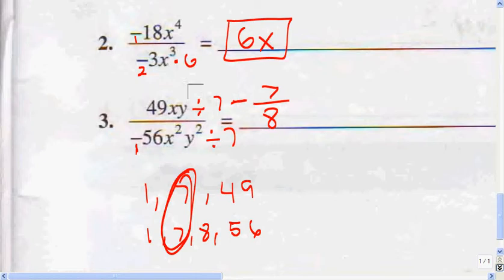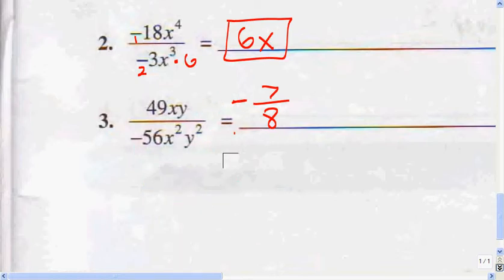Okay. Now that we've done the sign and the numbers, we're going to do the exponents. So here we have x to the first and x to the second. We're going to subtract 2 minus 1. Now a common question is, well, do I put the x in the numerator or do I put the x in the denominator? You put the x in the denominator because the bigger exponent determines where the x ends up. So since the bigger exponent is in the denominator, the x stays in the denominator.